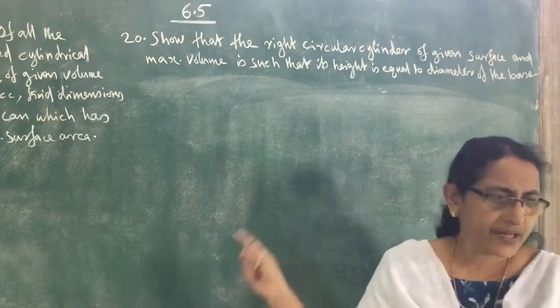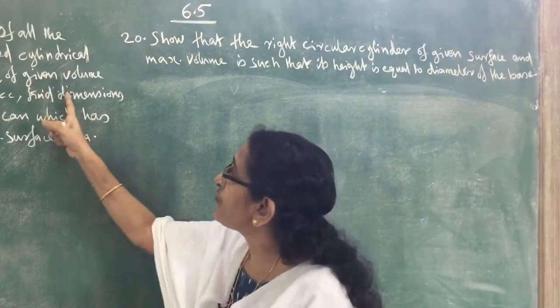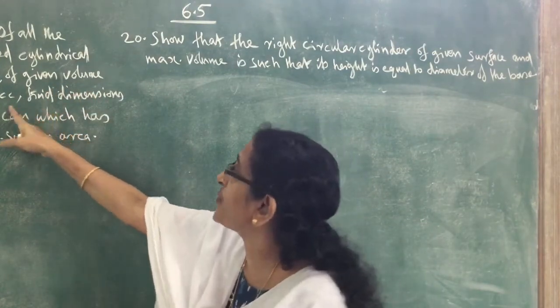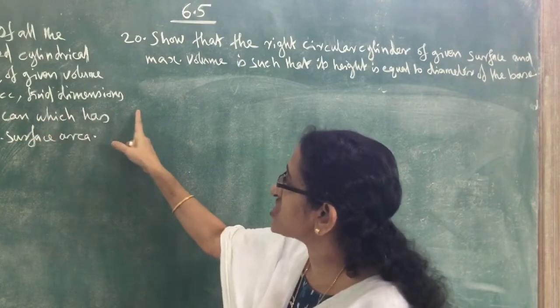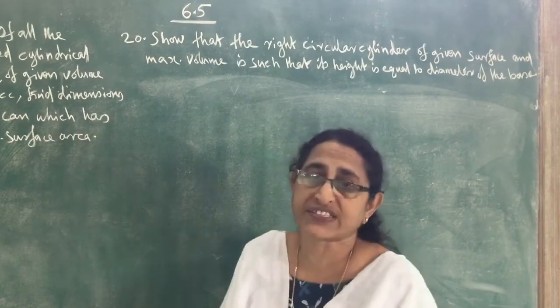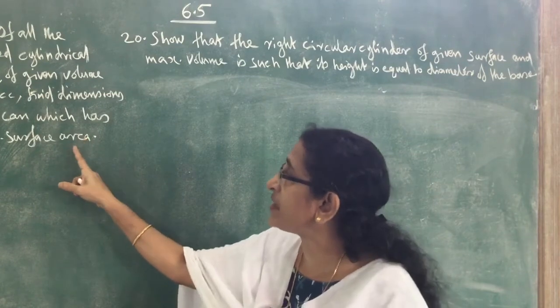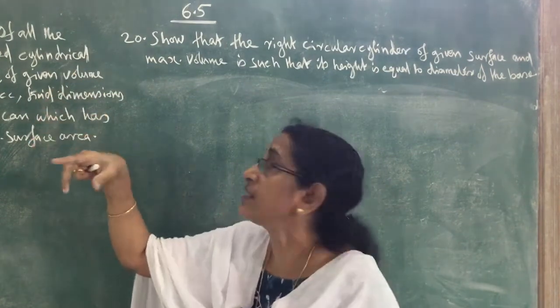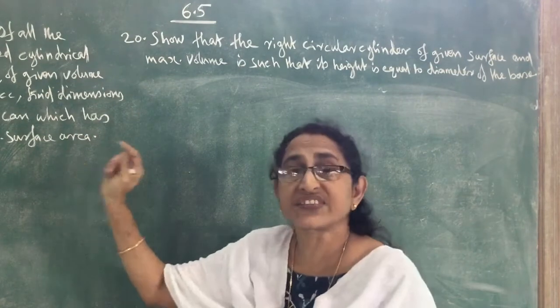Now see question number 21. Of all closed cylindrical cans of given volume of 100 cubic centimeter, find the dimensions of the can which has minimum surface area. So what should be minimum? Surface area of the closed cylindrical can. So for a closed cylinder, what is the surface area?